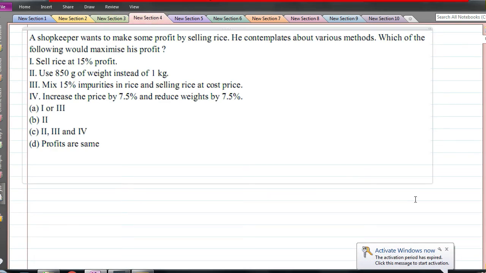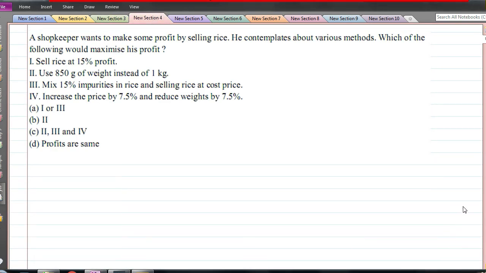Next question is slightly different. A shopkeeper wants to make some profit by selling rice. He contemplates about various methods. Which of the following would maximize his profit? There are 4 options given here. We need to find out among these 4 choices which one will give him maximum profit, and you are going to choose one of these options as your answer.